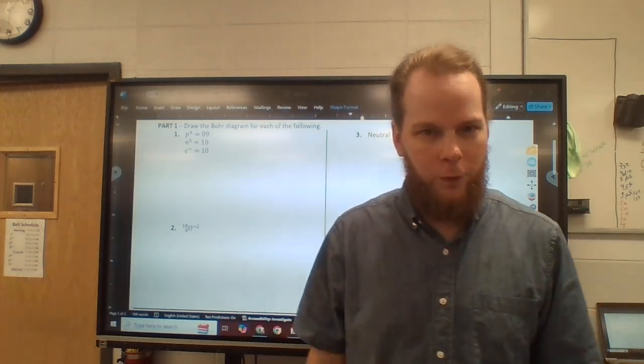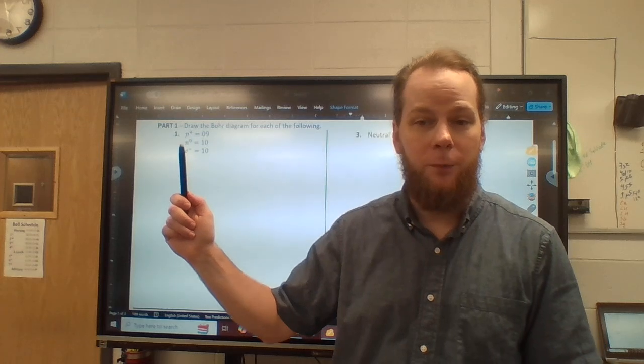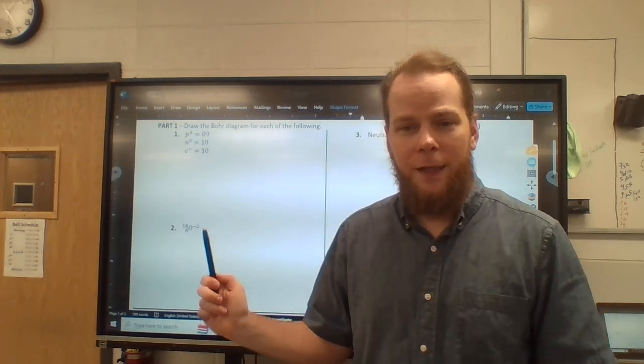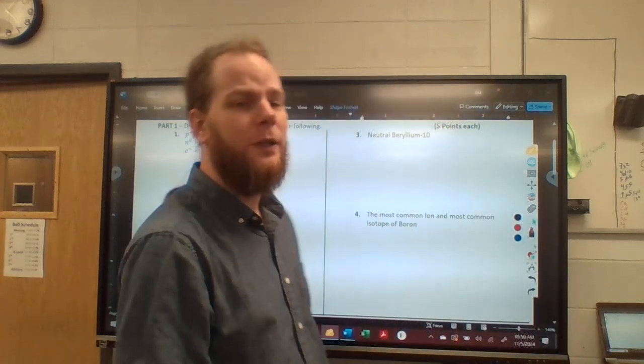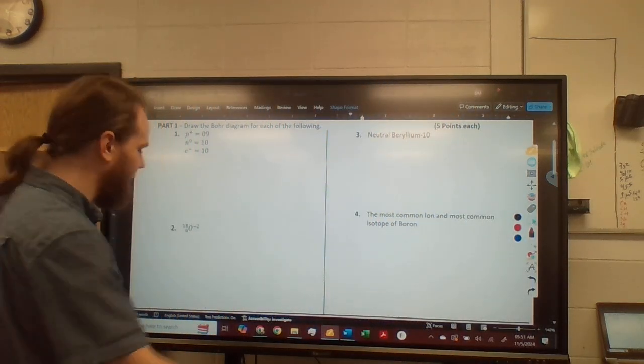So let's go through and figure these out. So for the first one here, it just tells you P equals N equals E equals. So hopefully you figured this one out. Really easy. Now for number 2. Number 2 is a little different than anything we did in the practice. So hopefully, let's see if you guys were able to figure this out.